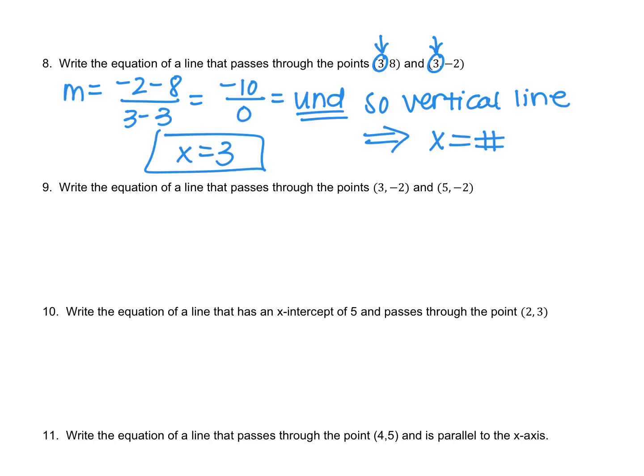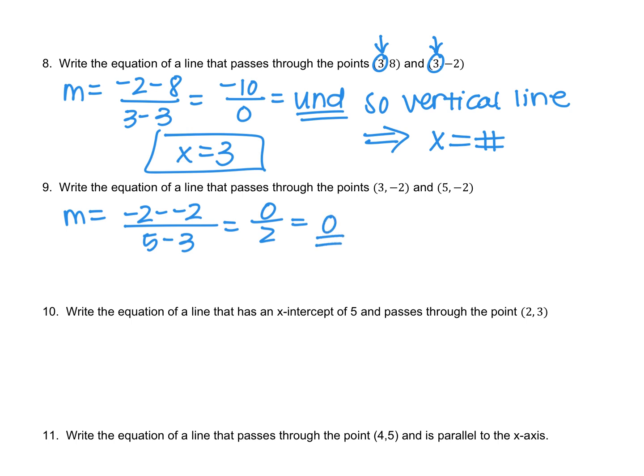So for the next one, it says write an equation of a line that passes through the points 3, -2, and 5, -2. So we're going to find the slope. We're going to do y2 minus y1, so -2 minus -2, over x2 minus x1, 5 minus 3. So that gives me 0 over 2. Can I have 0 be on the top of a fraction? Yes, it equals 0, right? Not undefined, just 0.